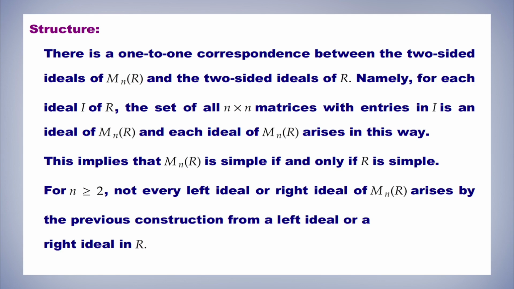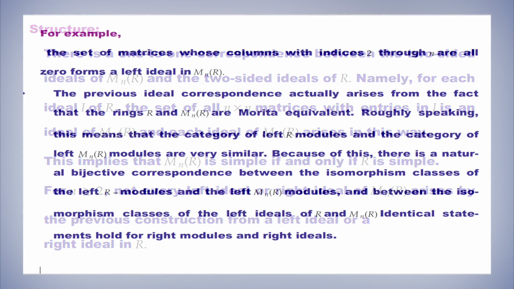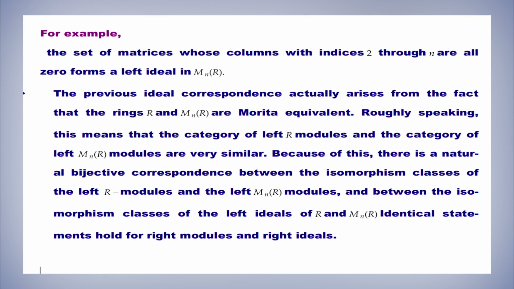This implies that Mn(R) is simple if and only if R is simple. For n greater than or equal to 2, not every left ideal or right ideal of Mn(R) arises by the previous construction from a left ideal or a right ideal in R. For example, the set of matrices whose columns with indices 2 through n are all 0 forms a left ideal in Mn(R).